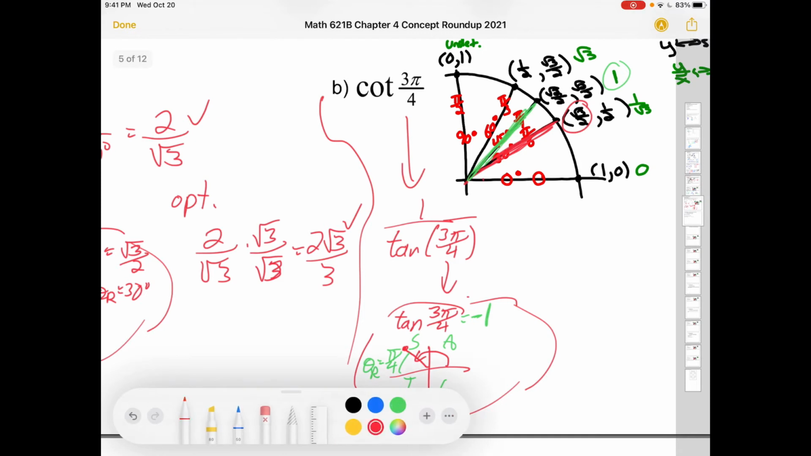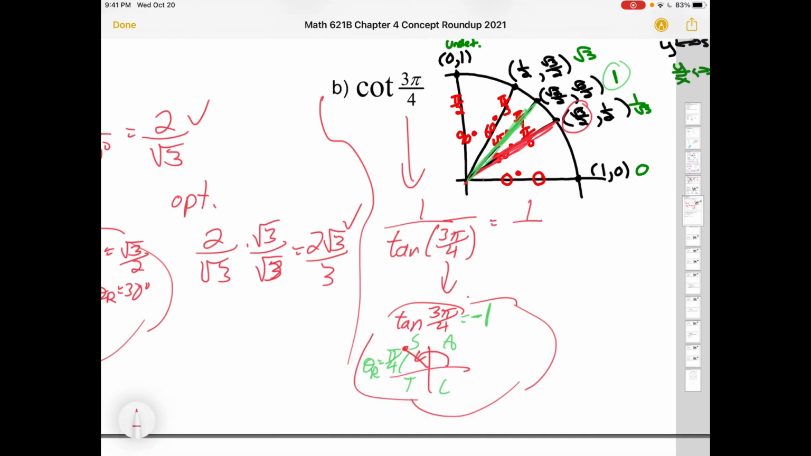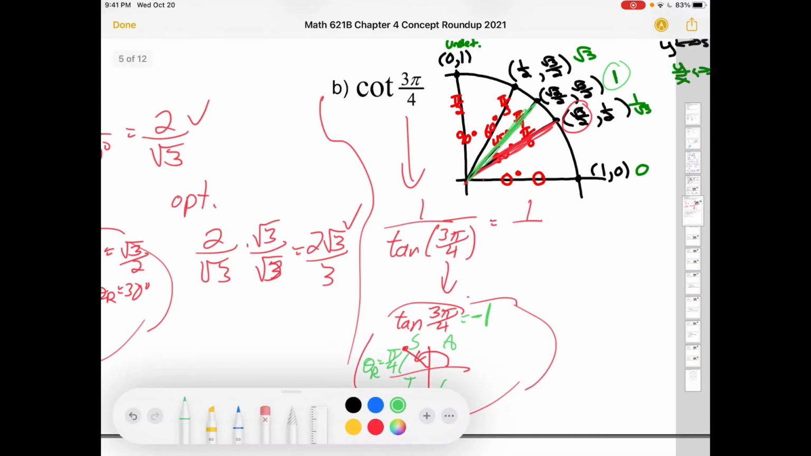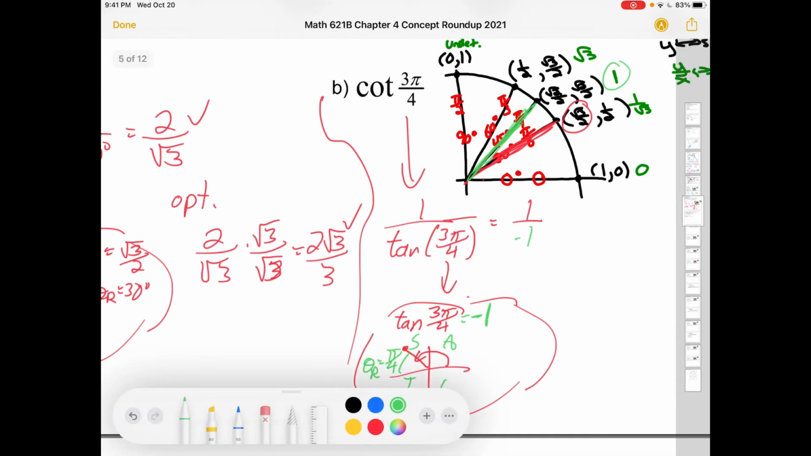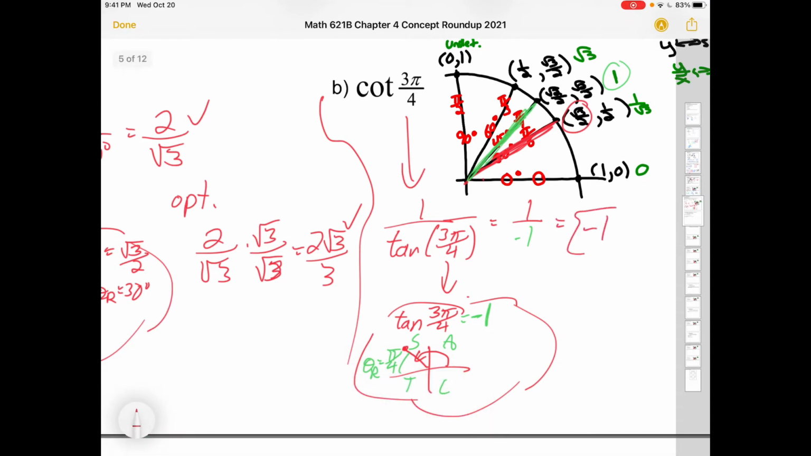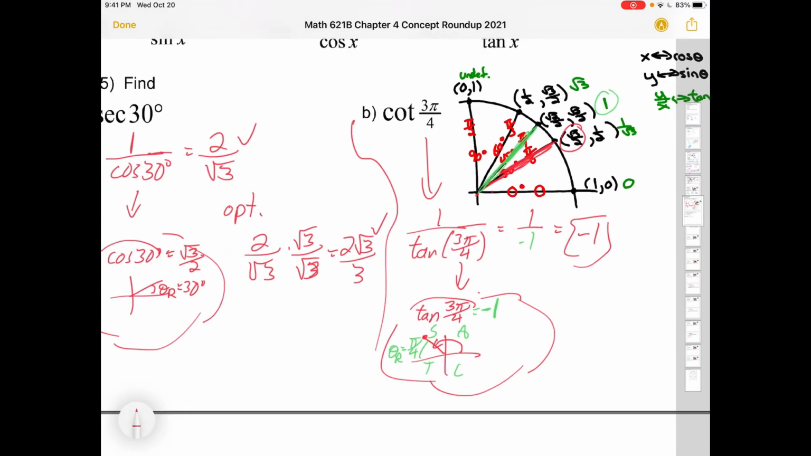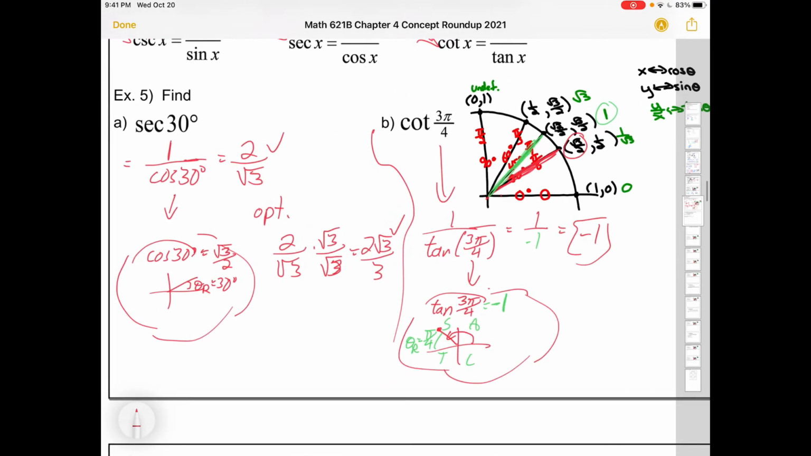So what do I get here? I get 1 over negative 1, or in other words, just the reciprocal of negative 1. And in this case, the reciprocal of negative 1 is still just negative 1. We did have to consider that flipping over because if it had been any other number, we might have run into trouble. Okay. So find the trig value for the primary trig ratio and then just flip it.